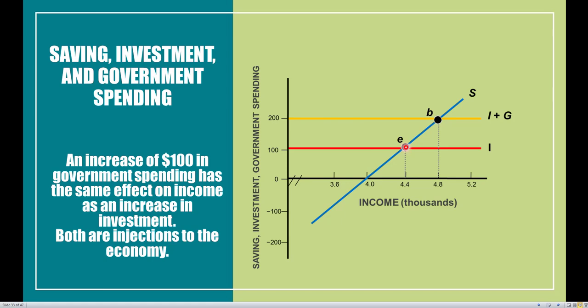So here, we go from point E to point B. Government spending increases by $100, and our aggregate equilibrium income increases by something greater than that amount, here $400, because our multiplier is equal to 4. They act in the same exact manner because both are seen as injections into the economy. So investment and government spending have the same exact impacts on our macroeconomic equilibrium. They are both seen as injections and they are both affected by the multiplier.